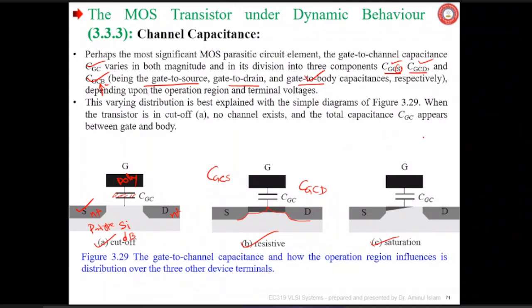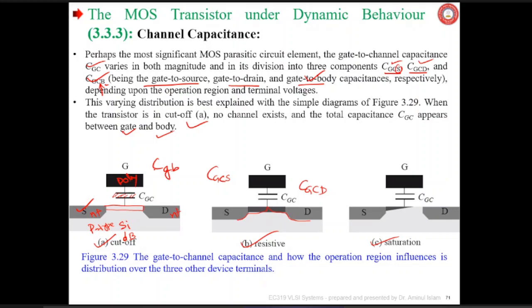Here a diagram is given. When the transistor is in cutoff, no channel exists. There is no channel inversion layer here. And the total capacitance CG appears between the gate and the body. I mean, maximum capacitance occurs in a MOSFET in its off state, and that capacitance is CGB, gate to body capacitance. Simply I can write CGB.